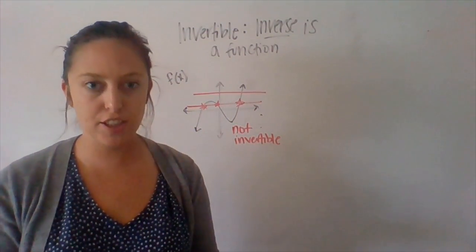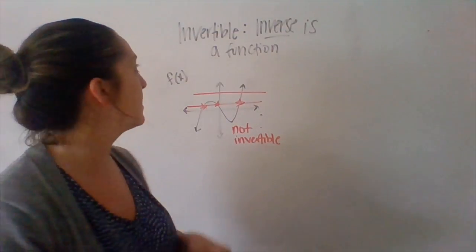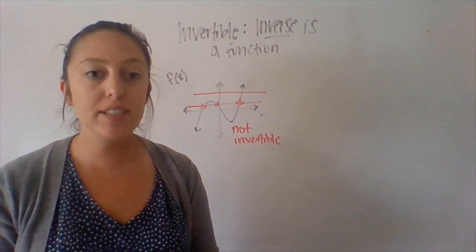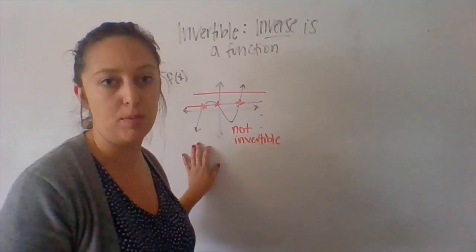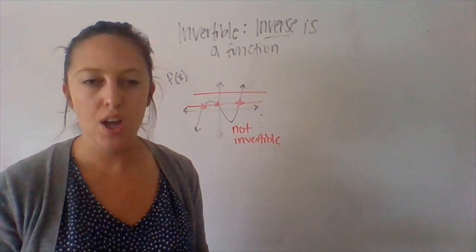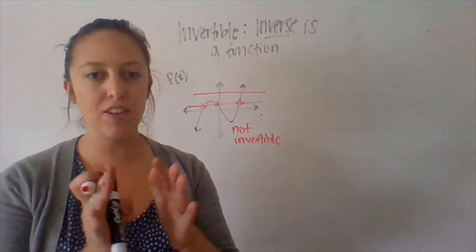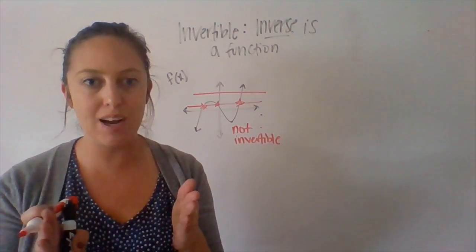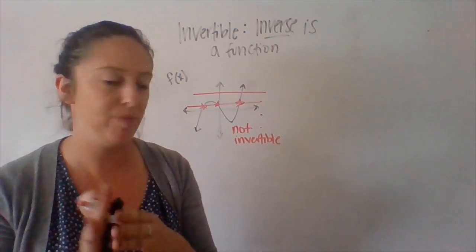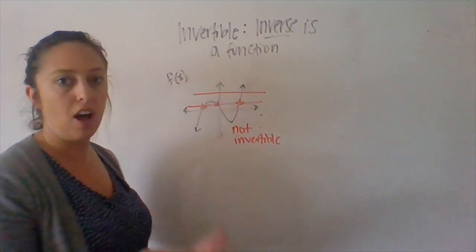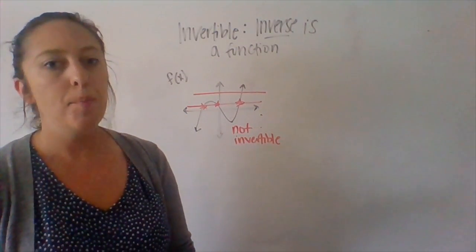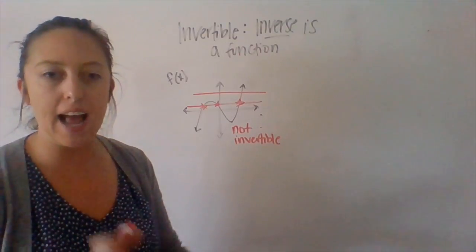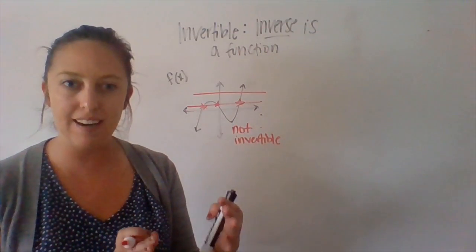Last thing you may be asked to do with functions and this idea of being invertible is to take a function that is not invertible and force it to be invertible. What that means is that instead of looking at my whole graph, I'm just going to find a section of it where it would pass that horizontal line test or where it would be invertible. Okay? So you can have a lot of different correct answers for this one, but let's look at the different places that I could chunk my graph off to make it invertible.